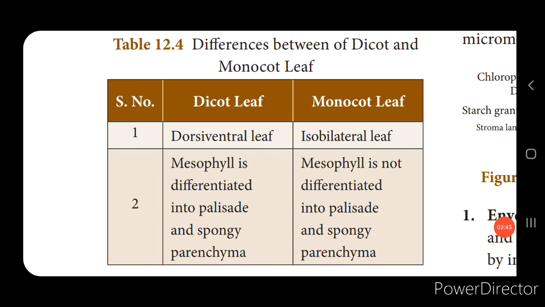Now learn the difference between the monocot and dicot leaf thoroughly, because only two points are there. This is not a book back question, but sometimes it is asked in some question papers.